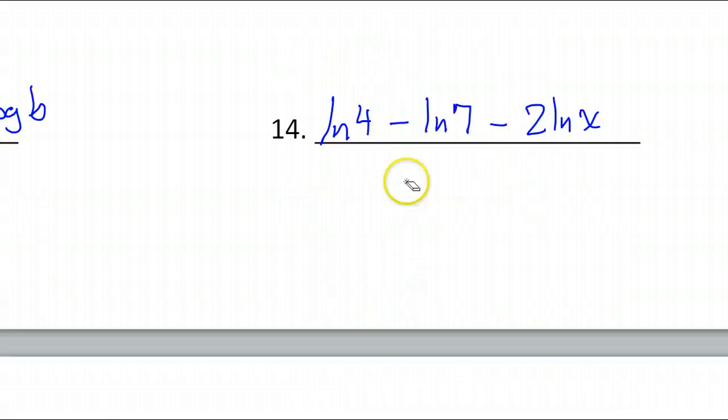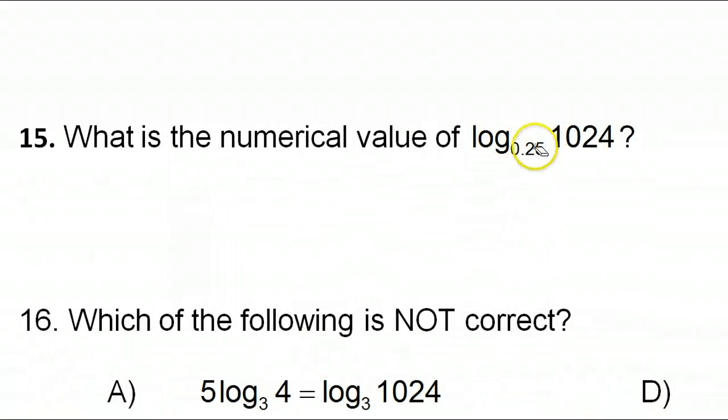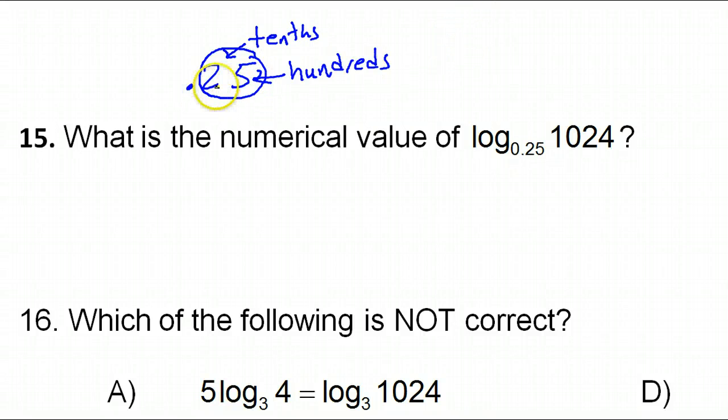Alright, number 15. Working with decimals. Hopefully you learned in elementary school how to change a decimal into a fraction. Alright, when we look at 0.25, this 2 is in the tenths place, and this 5 is in the hundredths place. Okay, so if looking at the 0.25 as a whole, we can say that this is 25 hundredths, and that's how we're going to look at this.